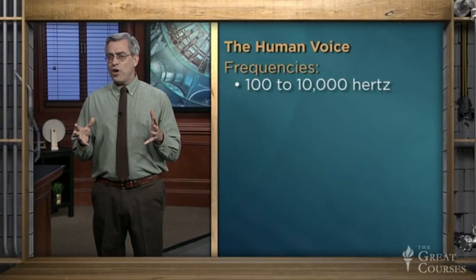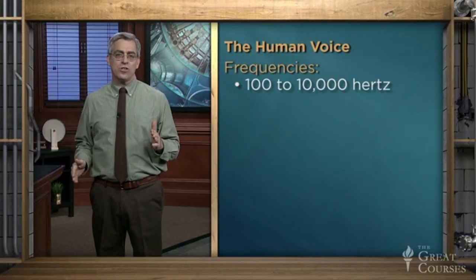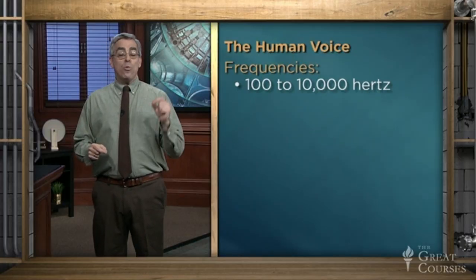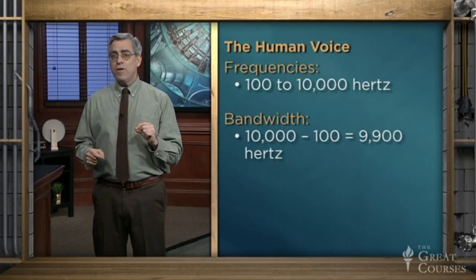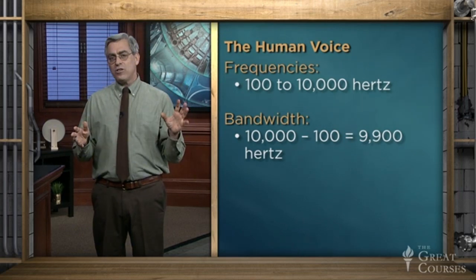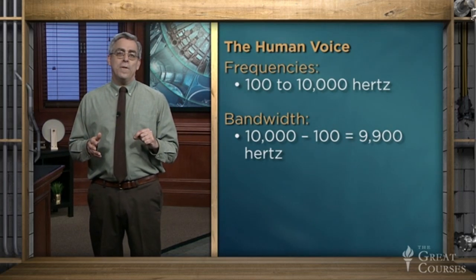As you can see, our voices are actually a mix of waveforms with varying frequencies. Indeed, the human voice can generate frequencies from about 100 to 10,000 hertz. Now, anytime we express a range of frequencies in this way, we're defining a bandwidth. Thus, the bandwidth of the human voice is approximately 10,000 minus 100 equals 9,900 hertz.